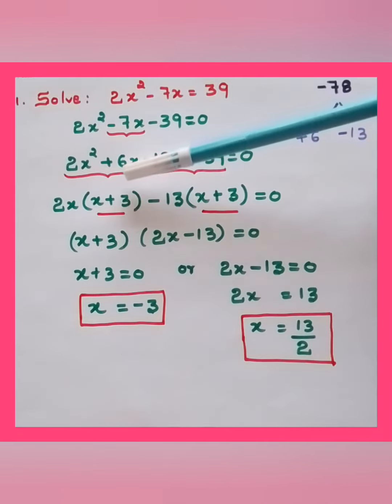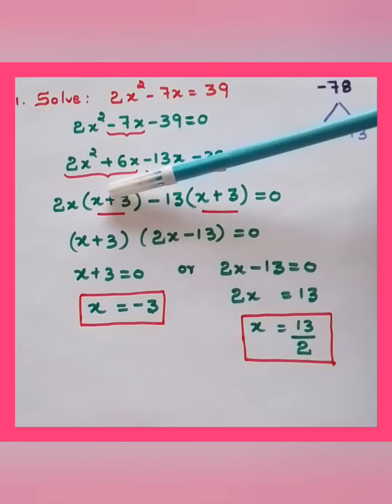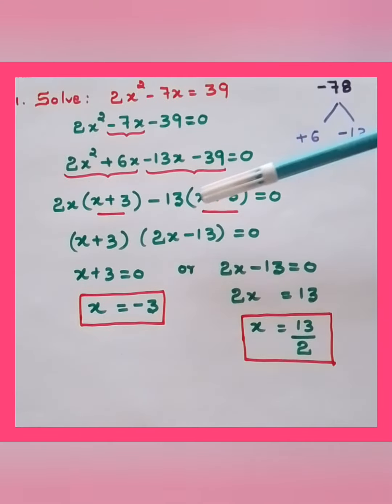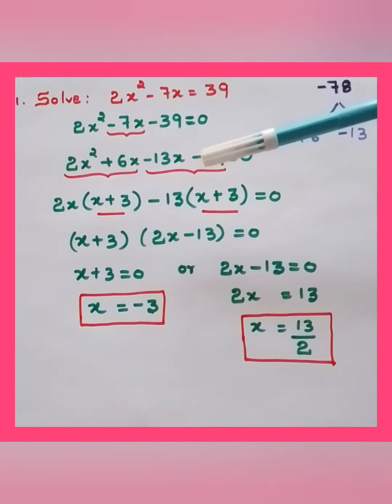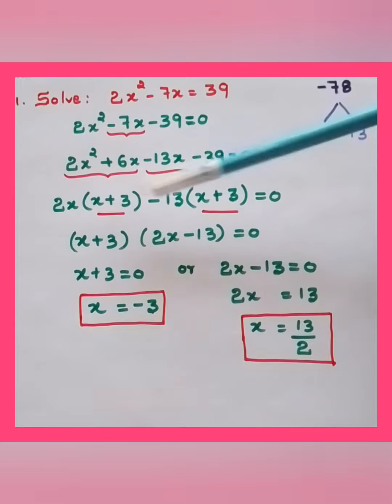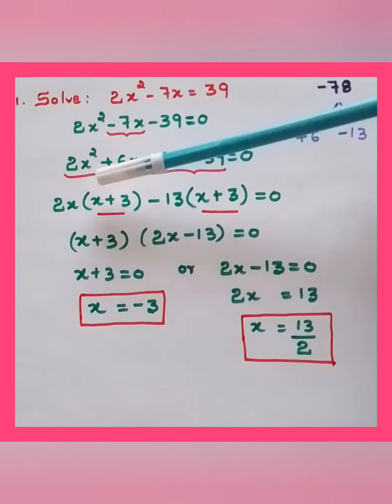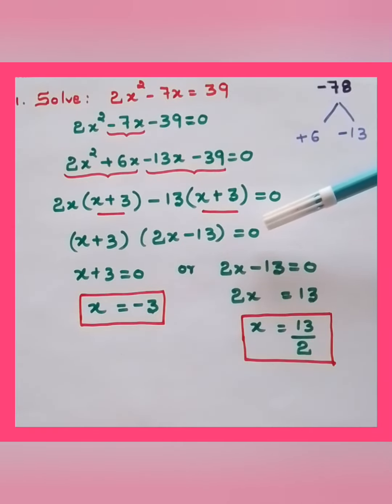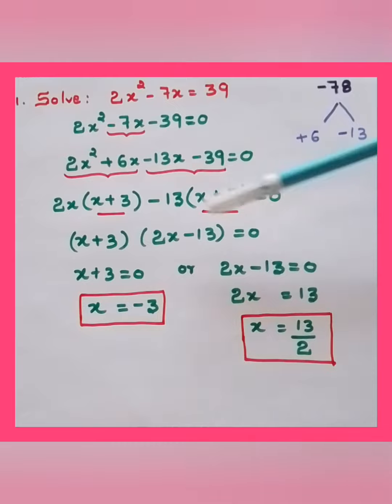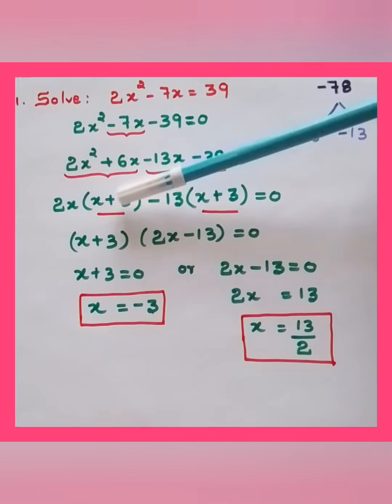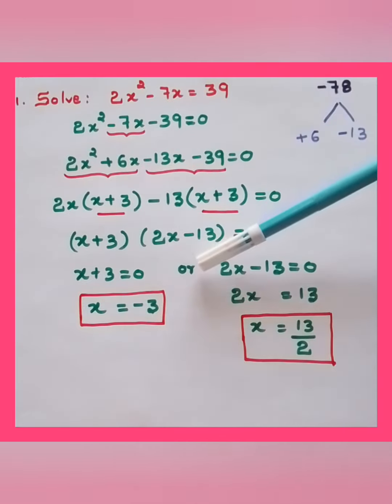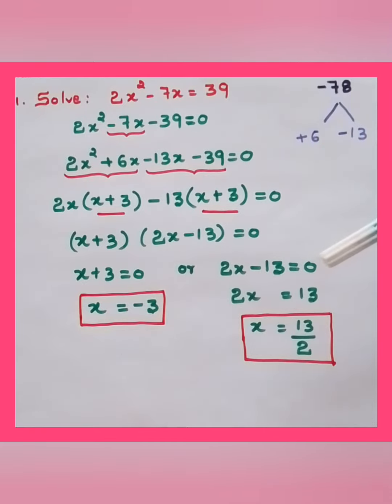Actually, the clue is whatever the value you get here, the same will be repeated here when you do it properly with this common factor. So x plus 3 is the common. So write only once x plus 3 into, in the bracket, the remaining terms: 2x minus 13 is equal to 0. Don't forget to equate to 0. Then each term will be equated to 0. X plus 3 is equal to 0 or 2x minus 13 is equal to 0.